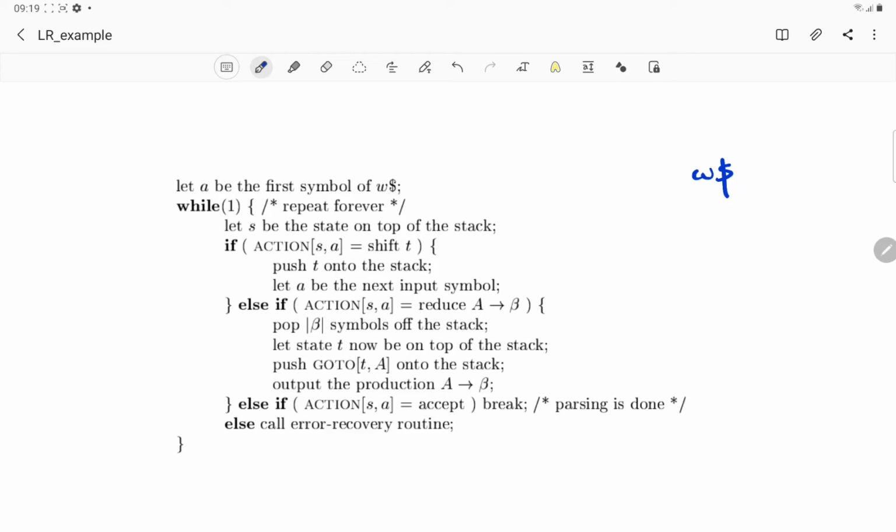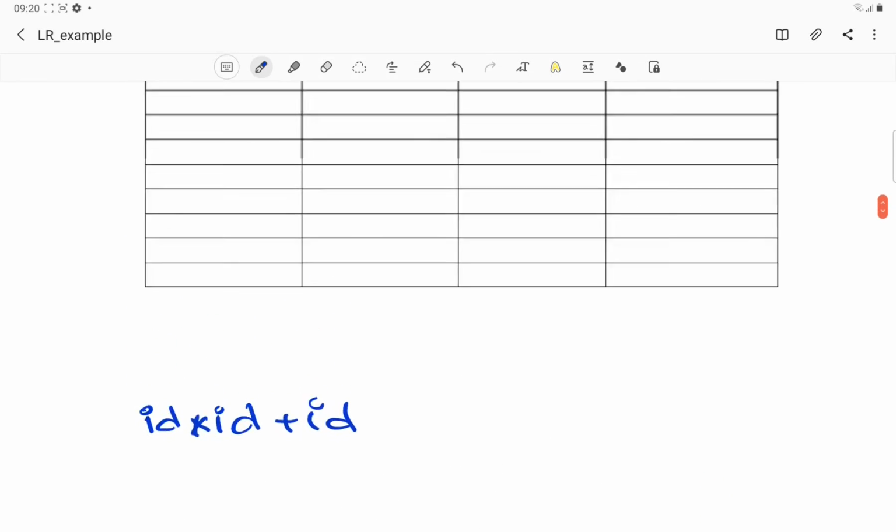Let state T now be on top of the stack. Then compute goto of T comma A, and we get a new state and push that state onto the stack. Then output the production A gives beta. Else if action of S comma A is equal to accept, then break, that is parsing is done successfully, else call the error recovery routine. That is our LR parsing algorithm, and we can consider our example.